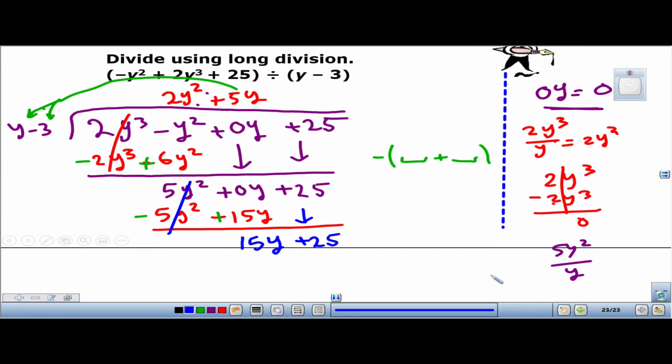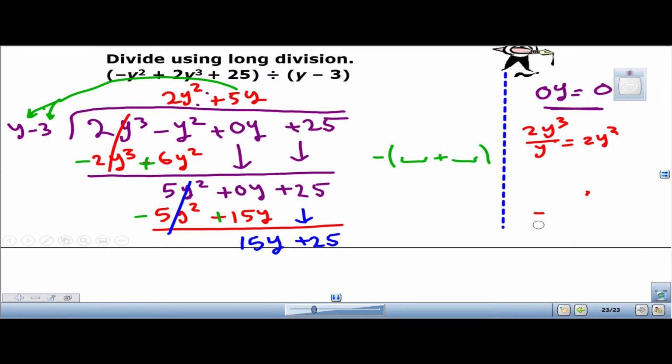Guess what I'm going to do now? Same thing. You're going to take the 15y, divide that by y, which will give you just a 15. 15y divided by y is going to give you 15. So plus 15. 15 multiplied back, that's 15y's. 15 times negative 3, that's negative what? Does anybody remember? 15 times 3. There we go. Yep, negative 45.